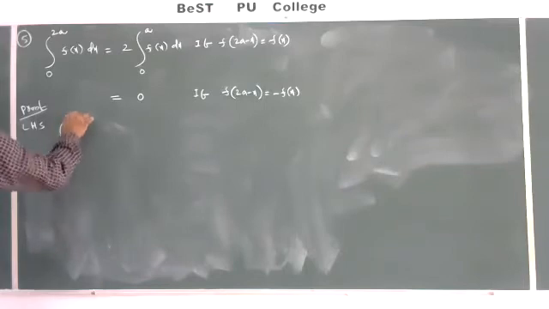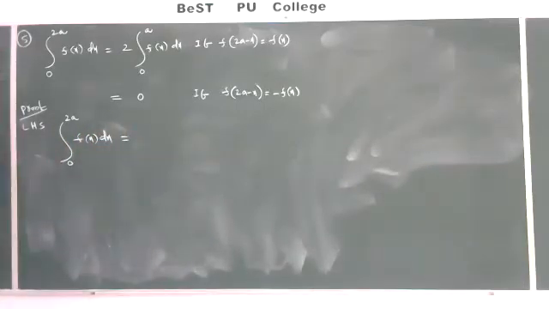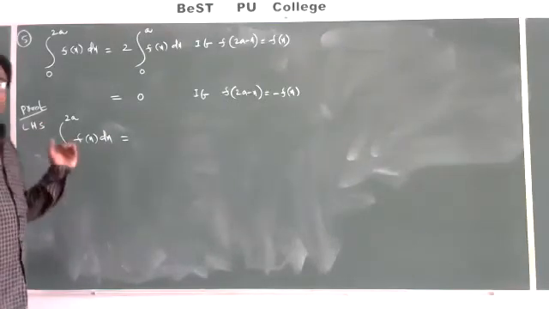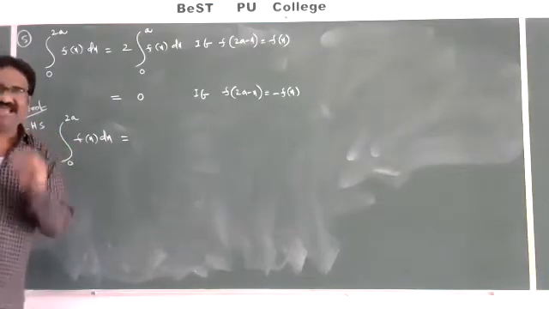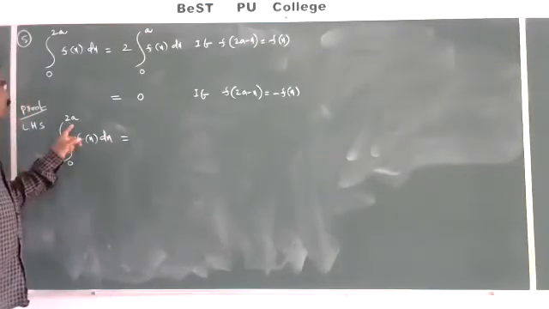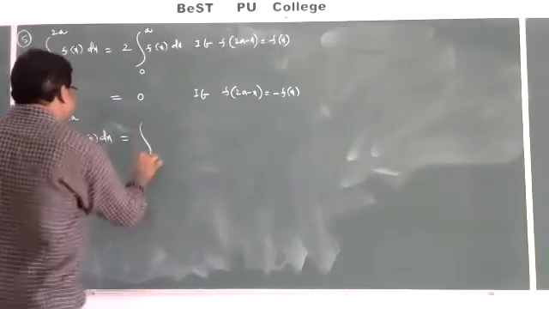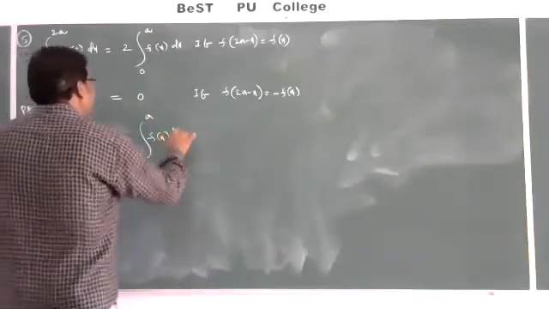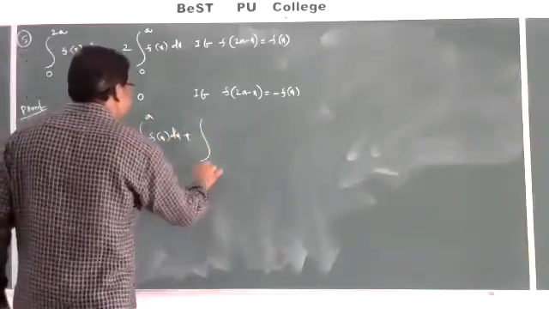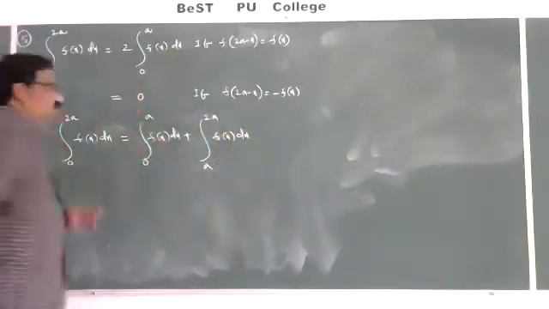The integral from 0 to 2a of f(x) dx, by using the second property, in between 0 and 2a we have a number a. That's why you can split it into two integrals: integral 0 to a f(x) dx plus integral a to 2a f(x) dx.